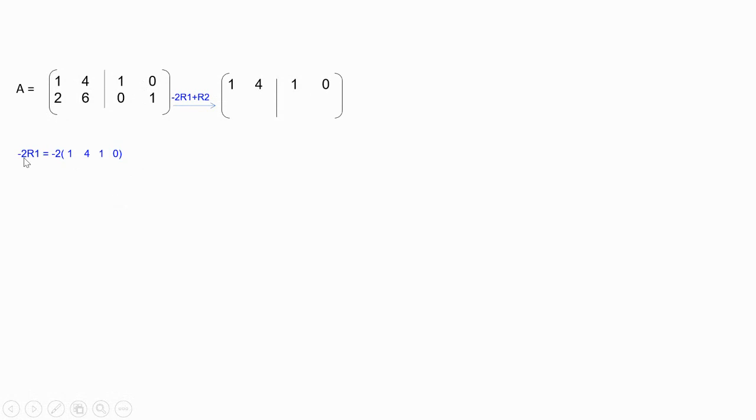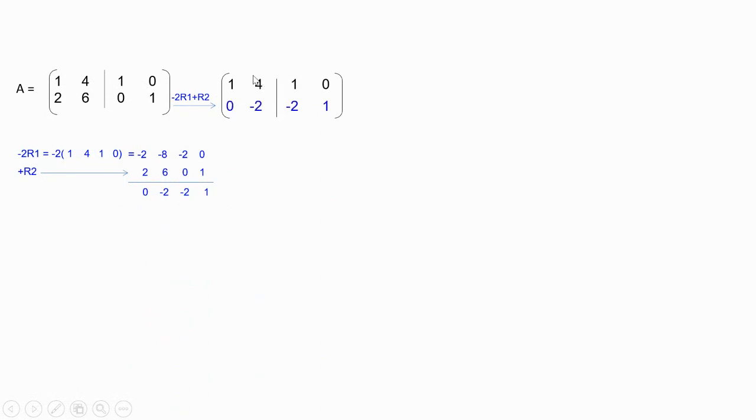Now here's my work. Negative 2 row 1 is equal to negative 2 times row 1. This is my row 1 here. So negative 2 times 4 is negative 8. Negative 2 times 1 is negative 2. And negative 2 times 0 will give us 0. Then add it to row 2. Row 2 is 2, 6, 0, 1. So if I add them, it's going to give me 0, negative 2, and 1. So this is my new row 2. Now, we're done with the first part here, guys.